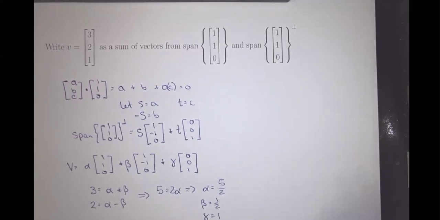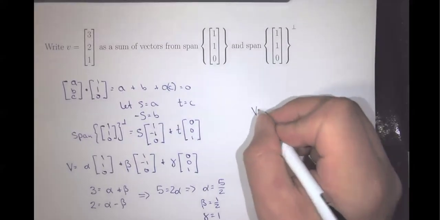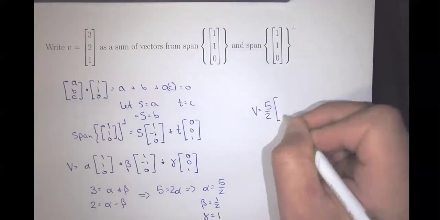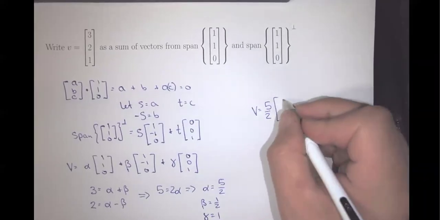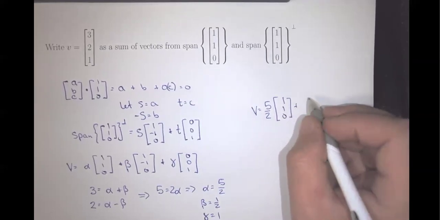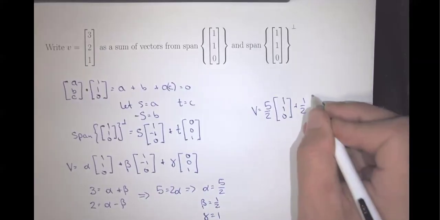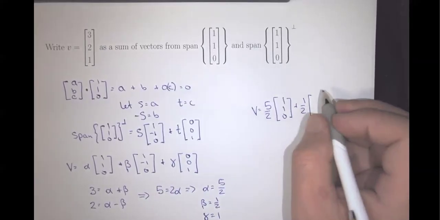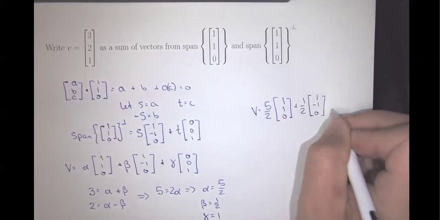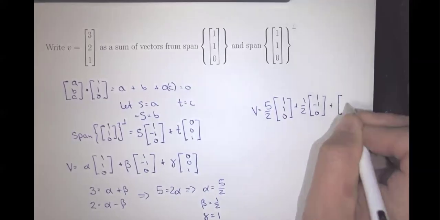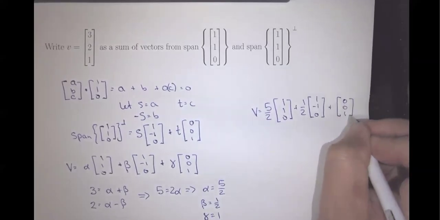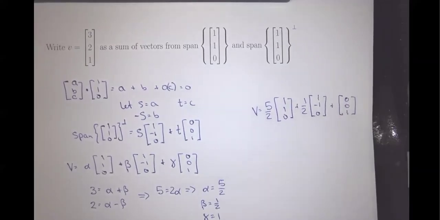Okay, so V is equal to 5 halves times 1, 1, 0 plus 1 half times 1, negative 1, 0 plus 1 times 0, 0, 1. And that's it.